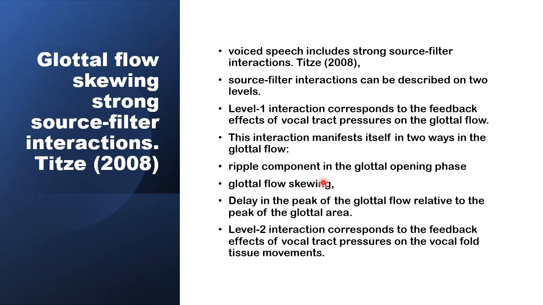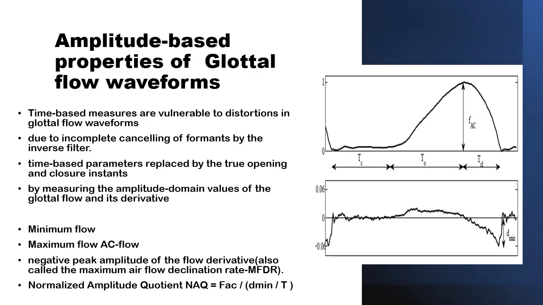In glottal flow, there are two examples of them. One is the glottal flow skewing, the delay in the peak of the glottal flow relative to the peak of the glottal area, and the other is the ripple component in the glottal opening phase. We've been through some of the parameters describing the glottal flow waveform related to the duration of some of the phases of the glottal flow waveform, things like the open quotient, the closing quotient, and the skewing quotient, all related to durations of the phases.